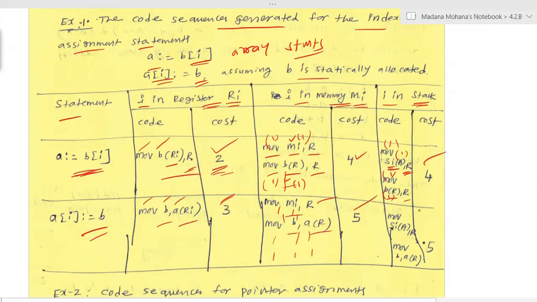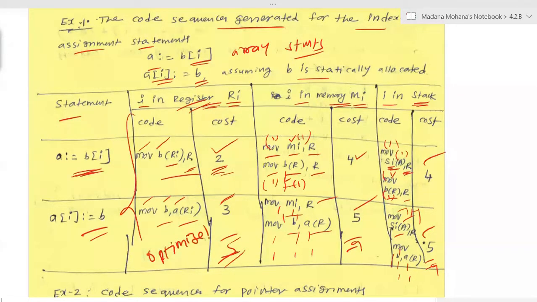Here for memory 1, then move 1. Total. Then by using stack, MOV Si(A), R, then MOV b, a(R). Now here for Si, move 1 plus 1. Then for b 1, a for 1, move for 1. So 2 plus 3, 5. Cost is 5. Then the total cost you can calculate, not individual. Here you can see you are getting 5, here you are getting 9, here you are getting 9. So the minimum cost you are getting in the case of register. So this is the optimized target code, that is the best code. Like that we have to consider.